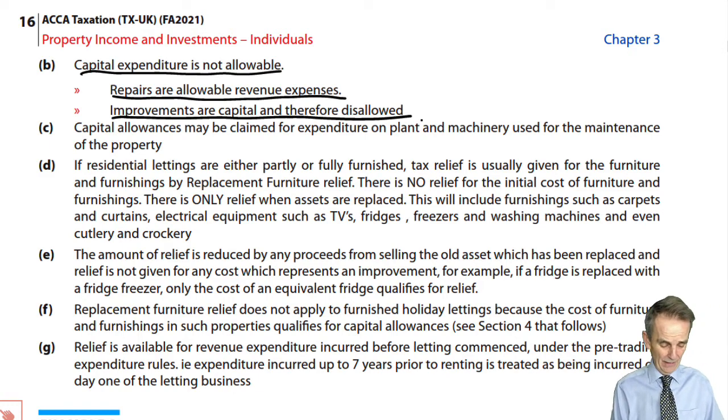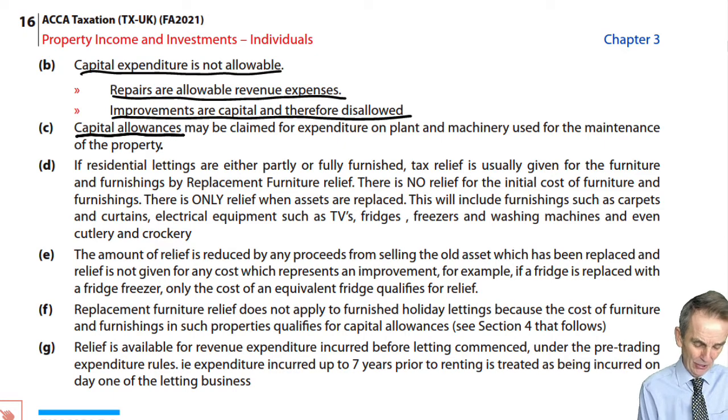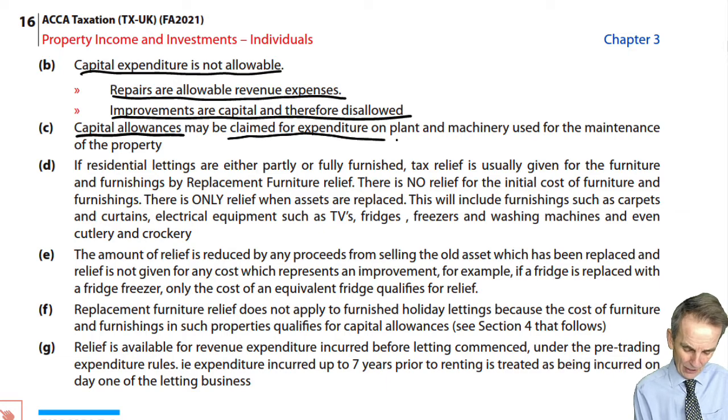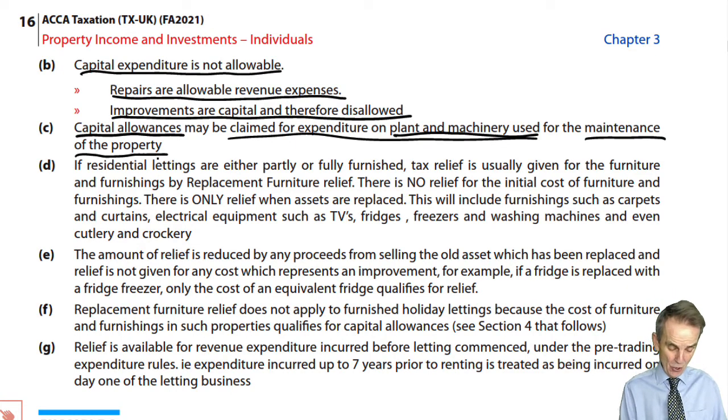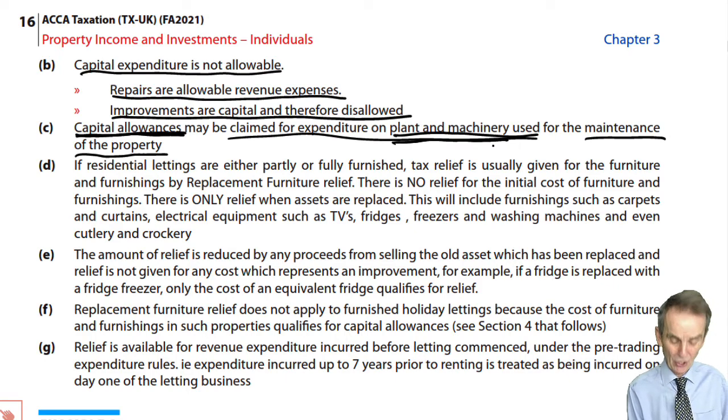As a separate issue, there may be something called capital allowances, we'll talk about that later, that may be claimed for expenditure on plant and machinery used for the maintenance of the property. So you may do the gardening in relation to that property, and therefore you buy a lawnmower and other plant and equipment to tend that garden. So there may be plant and machinery that you buy that is not for your own private use, but is in relation to that particular business property. In which case, capital allowances are the means by which HMRC provide tax relief for qualifying capital expenditure, which will be qualifying plant and machinery here.